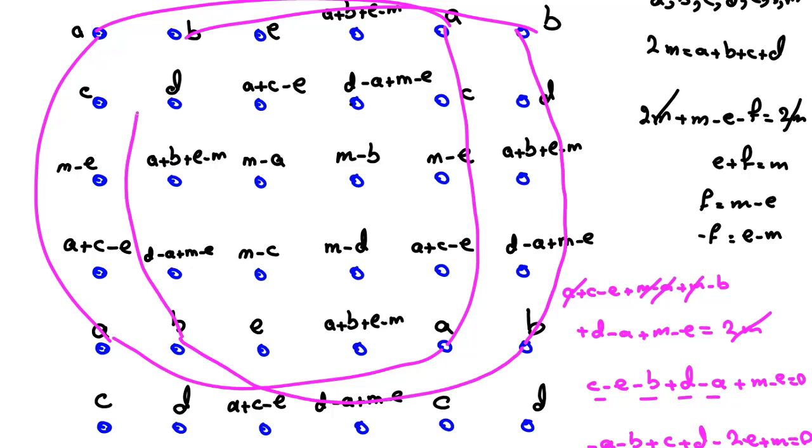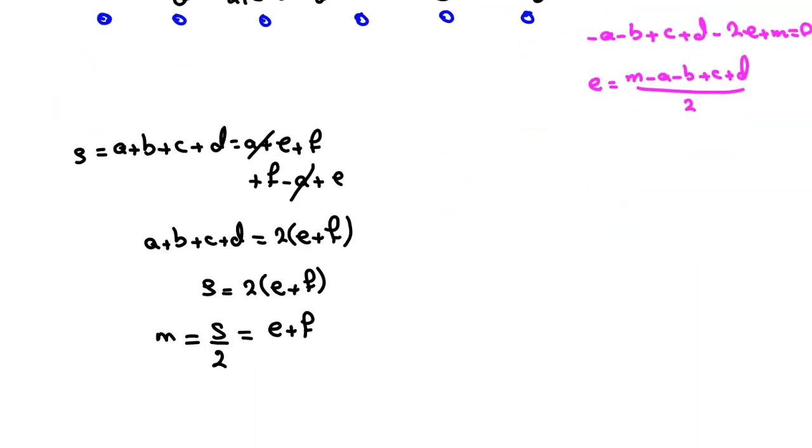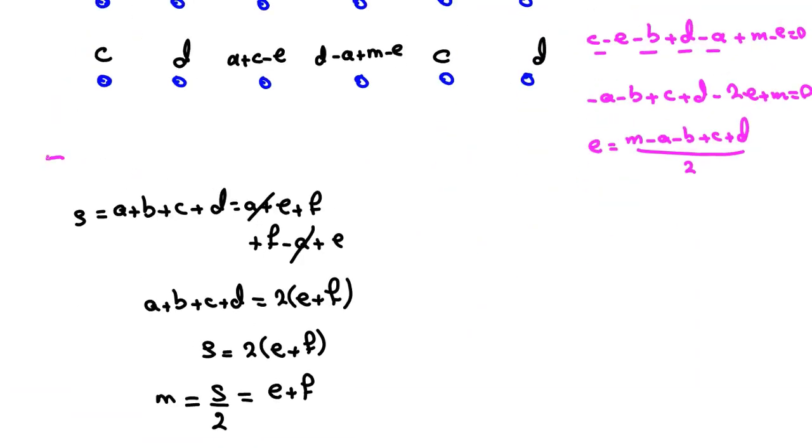4B equals 2M. So we can do the same thing for C and D. So we conclude what? We've concluded 4A equals 2M equals 4B equals 4C equals 4D. So we can conclude A equals B equals C equals D equals M over 2.